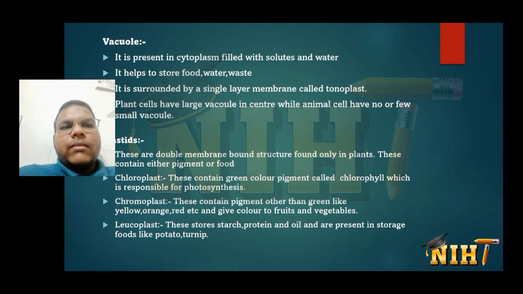These are double membrane bound structures found only in plants. They contain either pigment or food. Chloroplast contains green color pigment which is called chlorophyll, and the chlorophyll is necessary for photosynthesis as we know, and this is present in all the green plants. Chromoplast contains pigment other than green like yellow, orange, red, etc., and this gives color to the fruits and vegetables as we can see in carrot, tomato and oranges, etc.